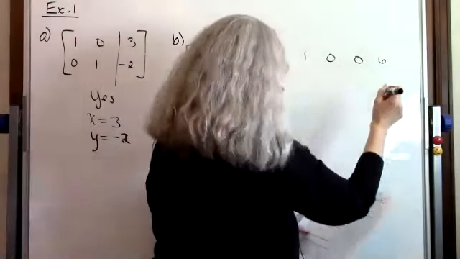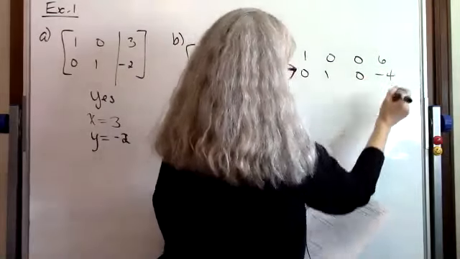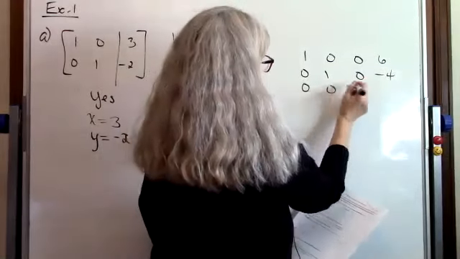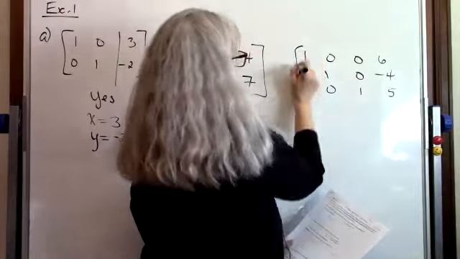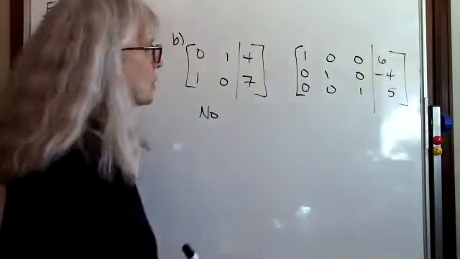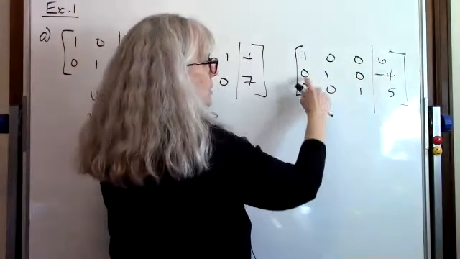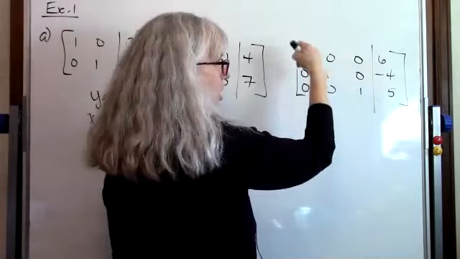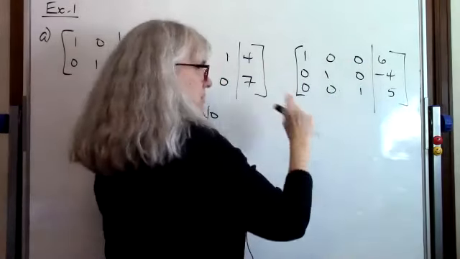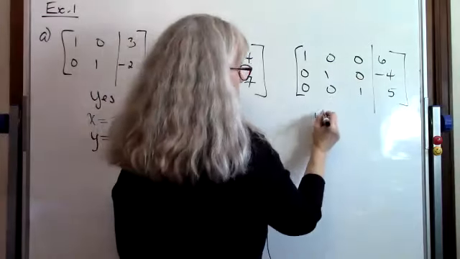So I have 1, 0, 0, 6. The next row is 0, 1, 0, negative 4. The next one is 0, 0, 1, 5. So is that one in row reduced form? Well, when you look at it, you see the ones on the diagonal, which is what we're after. You'll also see the zeros in the other non-diagonal spots. And again, the main diagonal is top left, bottom right. This one is in row reduced form.